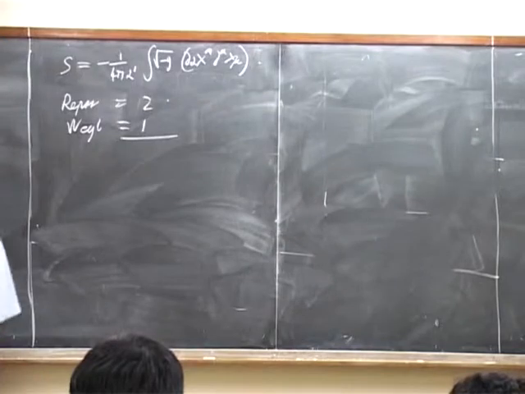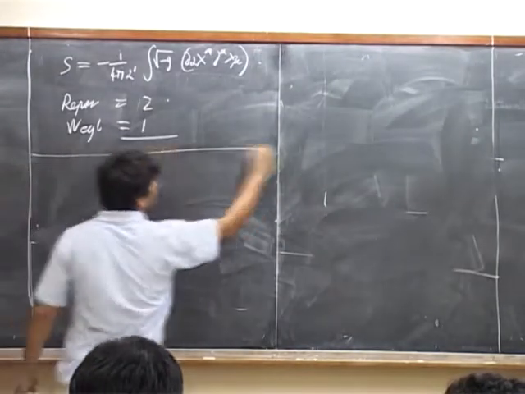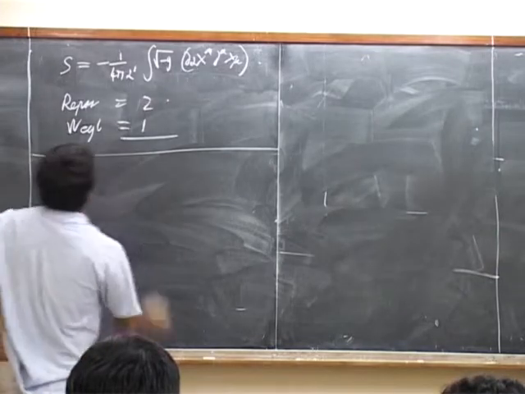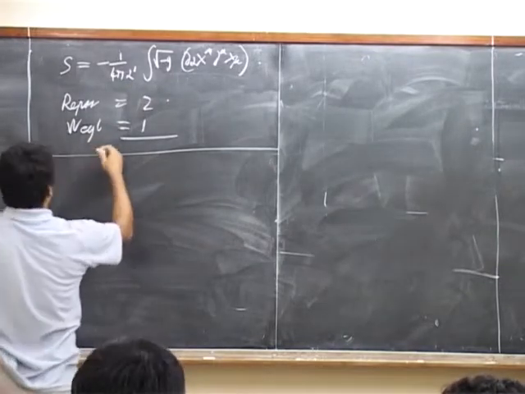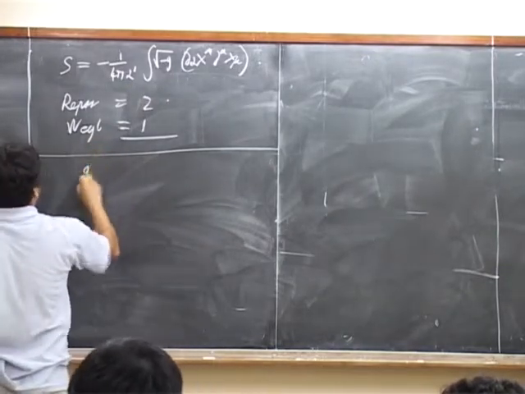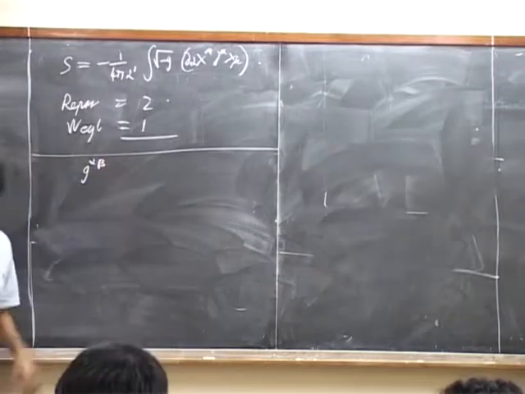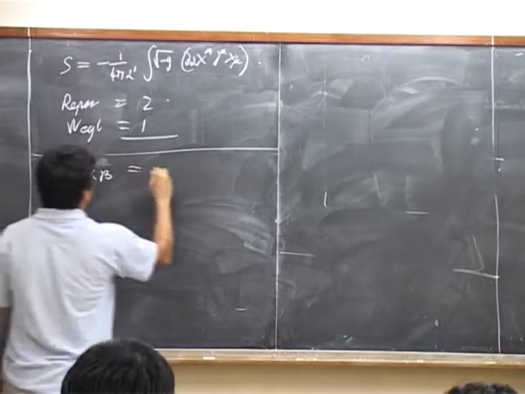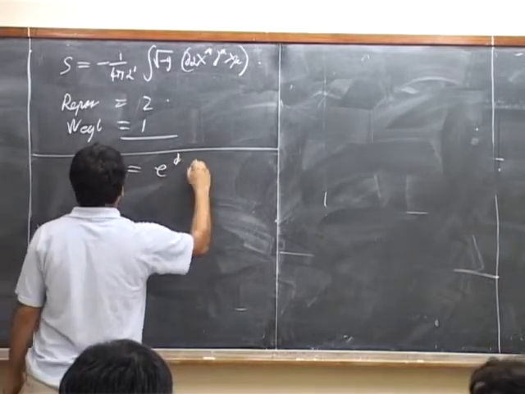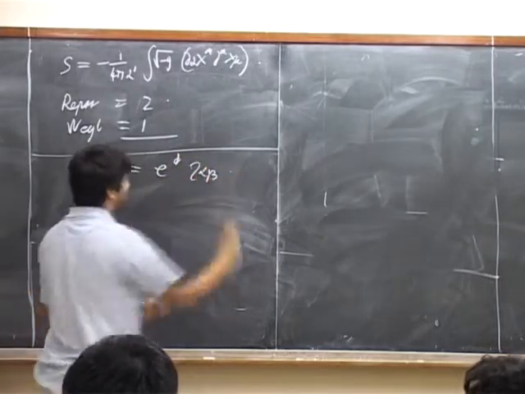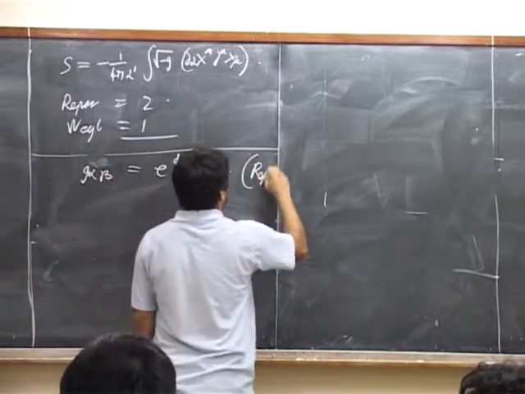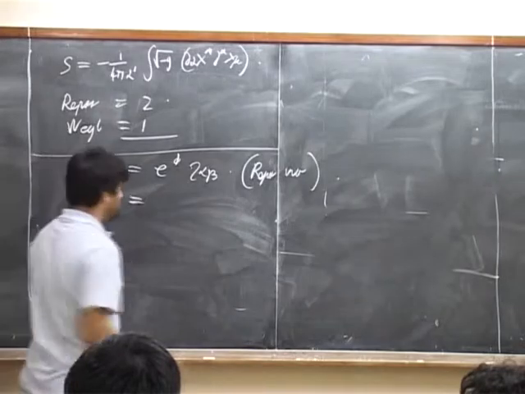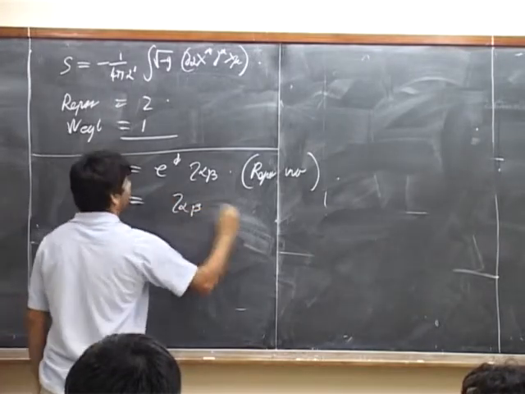Okay? So, what we're going to try to do is to set this g alpha beta to the form e to the power phi eta alpha beta using reparametrization invariance, and then to set the same thing to eta alpha beta using Weyl.